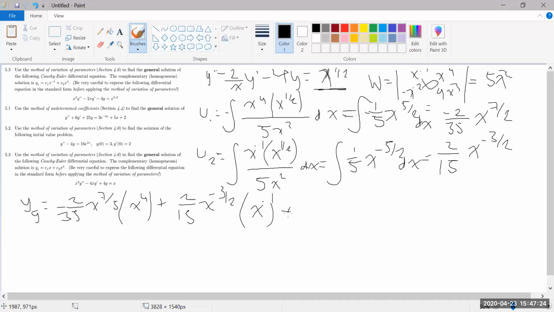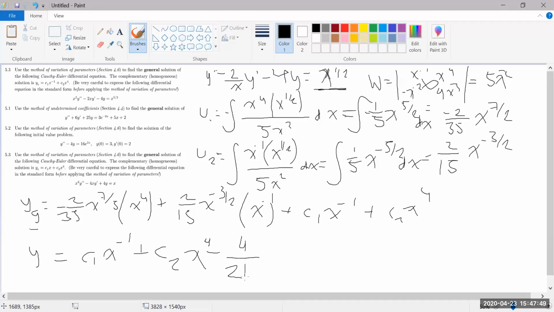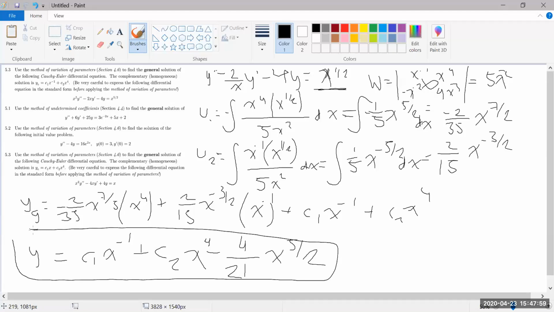Okay, and then since we're doing our general solution, we're going to include the solution that was given to us here, plus c2 x to the 4th, and when you simplify this down, you get y equals c1 x to the -1 plus c2 x to the 4 minus 4 over 21 x to the 5 over 2. Okay, so that is 5.3a.